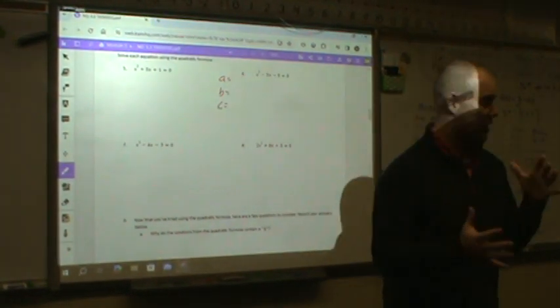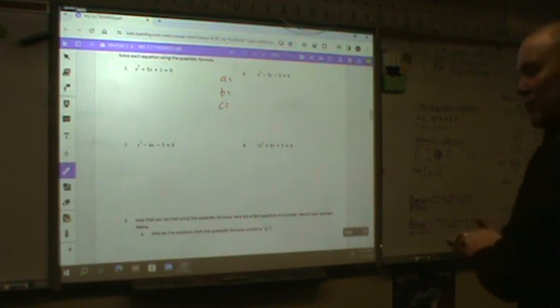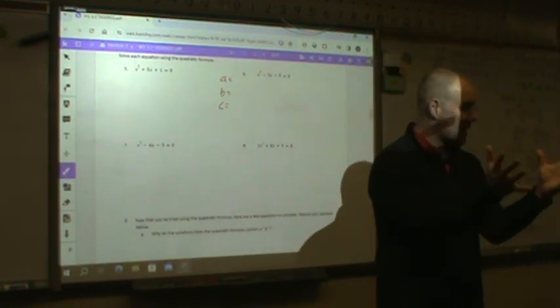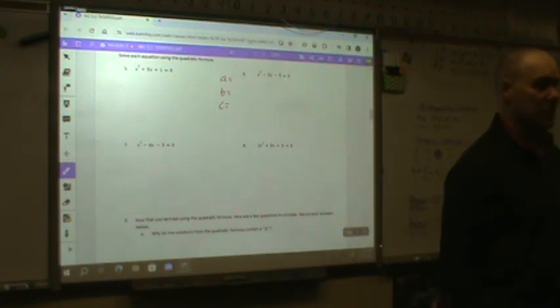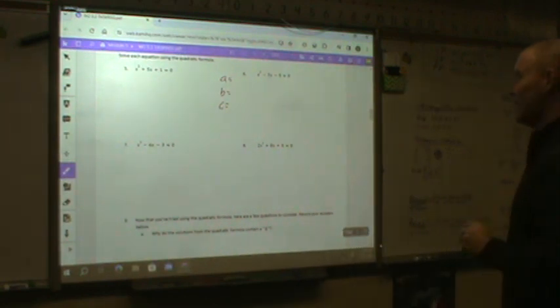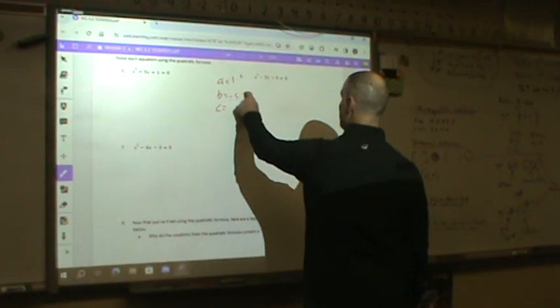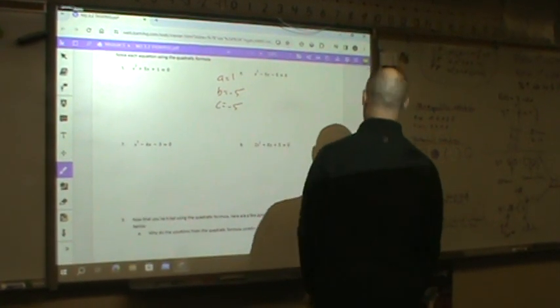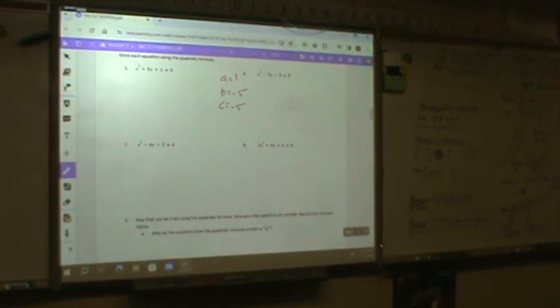This is just something that I had to do when I got back into math after high school and said, why do I keep making so many mistakes? How can I cut down on making mistakes? Well, the first thing is to identify A, B, and C. So A would be 1, B would be -5, and C would be -5. And I believe this is page 18.